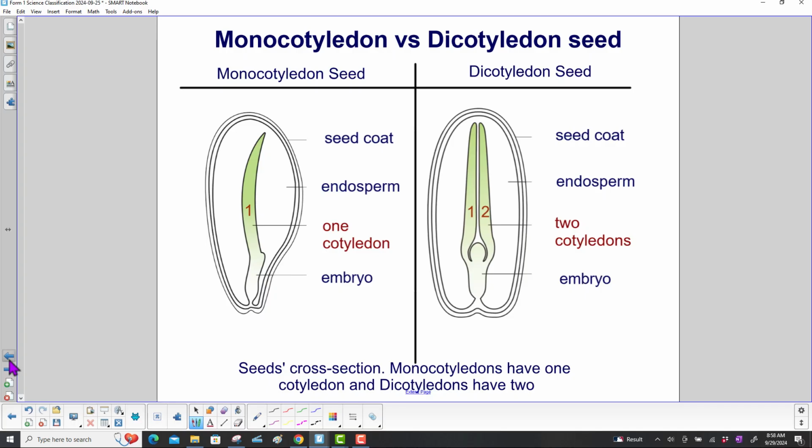Here's where you can tell a difference between monocotyledons and dicotyledons. The monocotyledon seed has a seed coat, just like the dicotyledon. They both have an endosperm, that's over here. However, the monocotyledon only has 1 cotyledon right here. The dicotyledon has 2, and they both have an embryo.